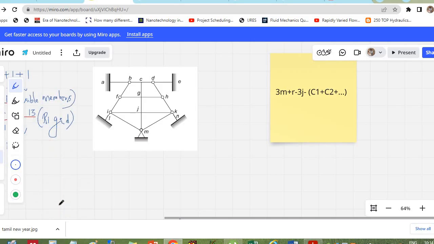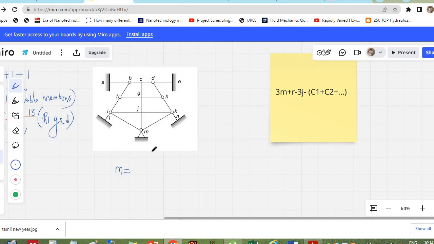So in this problem you can see that this is a hybrid frame. This frame is a hybrid frame, and we have to determine the degree of static indeterminacy. First of all, we will count the number of members.